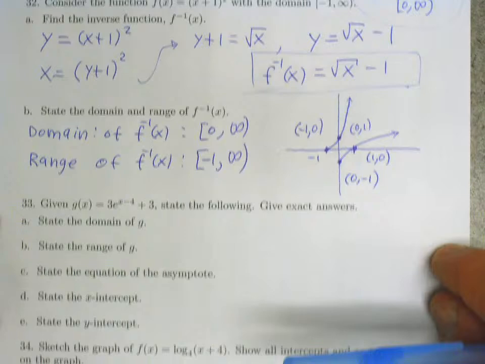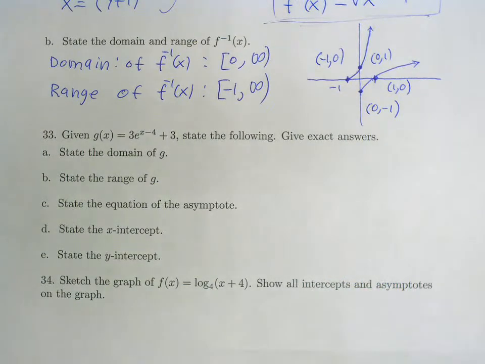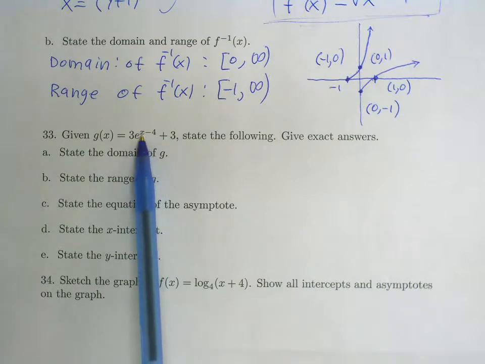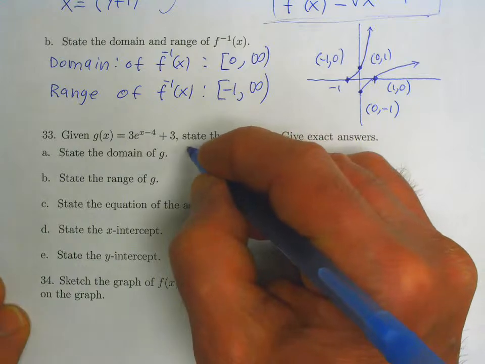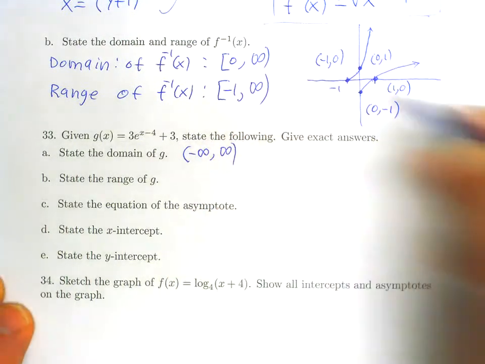Okay, moving on, number 33. Given g of x equals 3 times e raised to the exponent x minus 4, plus 3, state the following. State the domain of g. For this exponential function, we can replace x with any real number, and e to the x minus 4 is defined for all real numbers. So the domain is all real numbers from -infinity to +infinity.